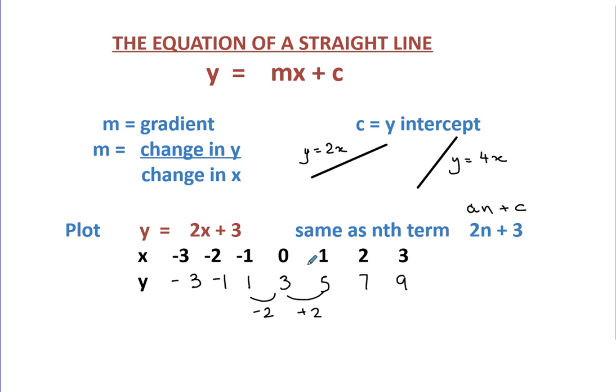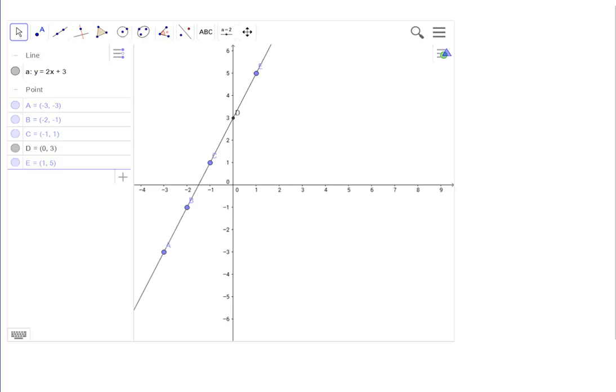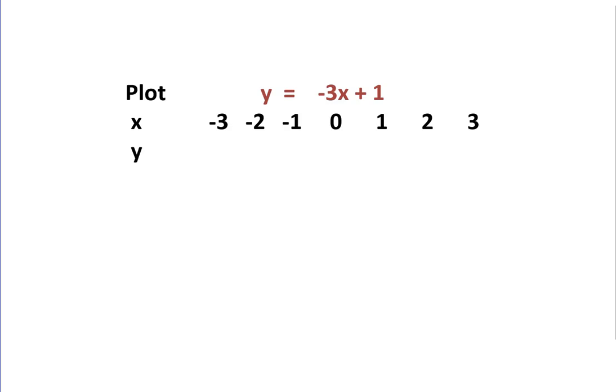So if we actually sketch these points, we can see the straight line. Okay, and there you go. There's your y equals 2x plus 3. And you can see all the points that we've sketched. Okay, let's try another one, just to show how easy it is to plot the straight line.